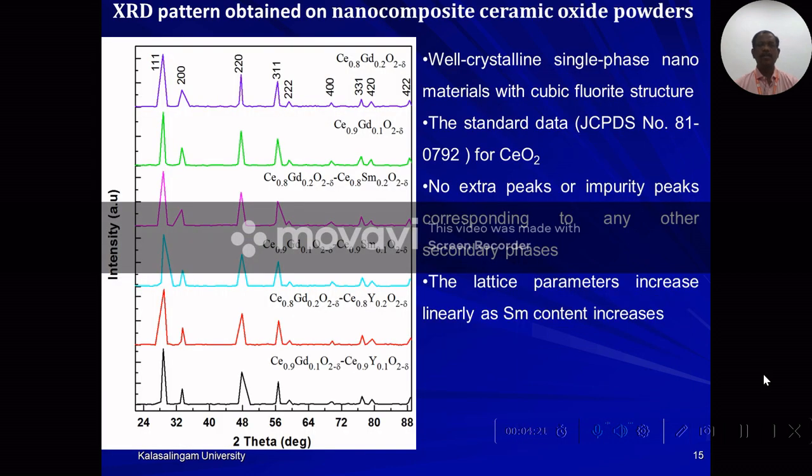X-ray diffraction obtained on nanocomposite ceramic oxide powder: well crystalline single phase nanomaterials with cubic fluorite structure is reported in this particular slide. The standard JCPDS number 81-0792 for ceria is compared with the data of the materials. No extra peaks or impurity peaks corresponding to any other secondary phases are found in these X-ray diffraction patterns. The lattice parameters increase linearly as the dopant content increases.